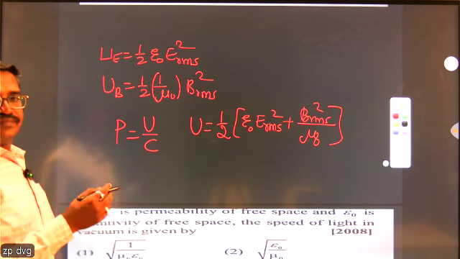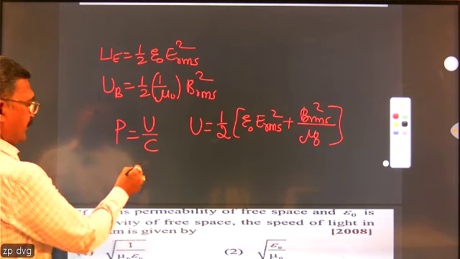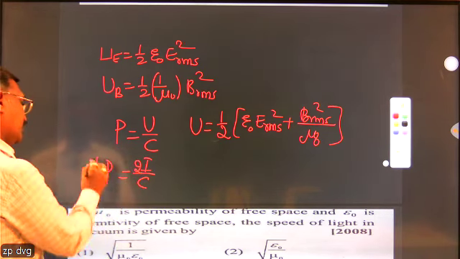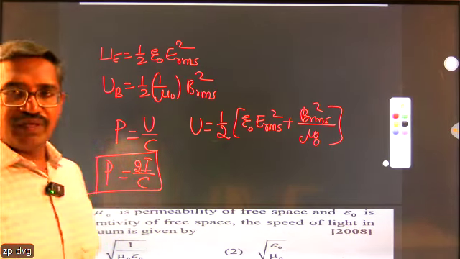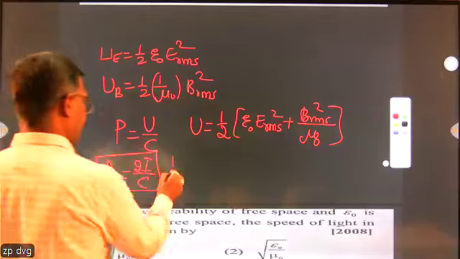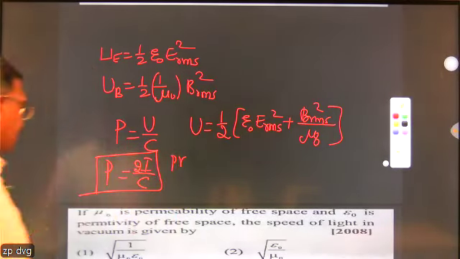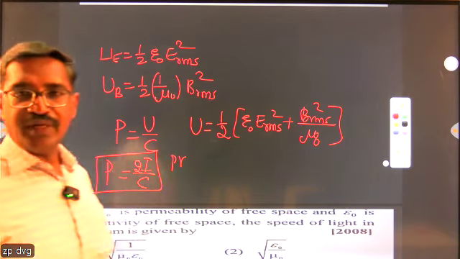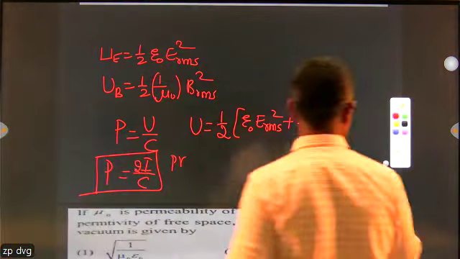Then what is the intensity? 2I by C will give the pressure in the electromagnetic wave. So electromagnetic waves carry both energy and momentum, so they will also impart pressure. That is called radiation pressure. It is 2I by C, where I is the intensity of the electromagnetic wave.